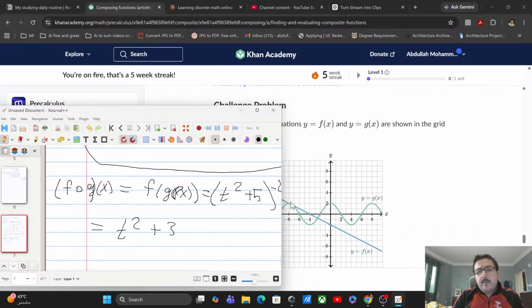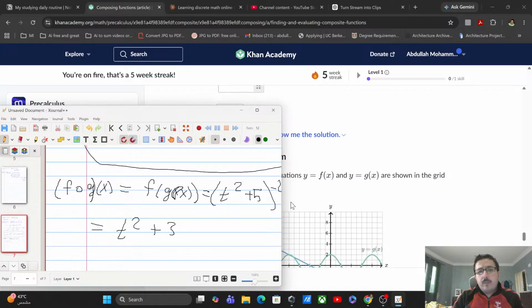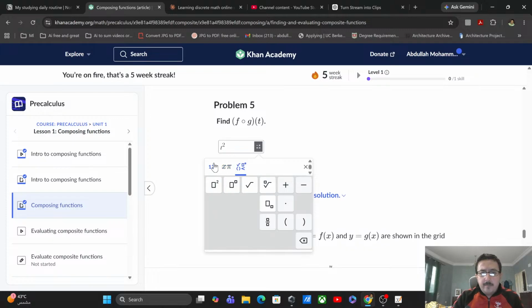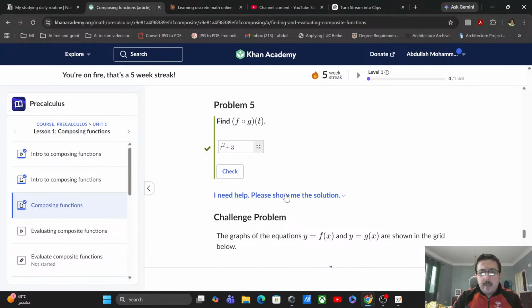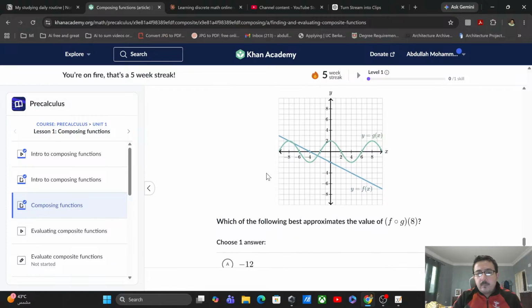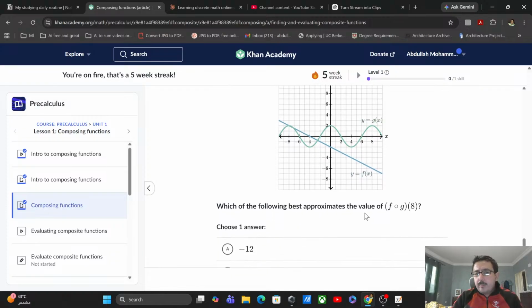So let's go back. t squared plus 3. Check, correct. Challenge problem: the graphs of the equations y = f(x) and y = g(x) are shown in the grid below. Which of the following best approximates the value of f of g of 8?